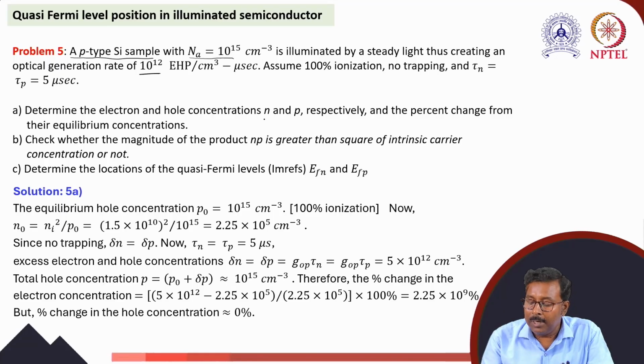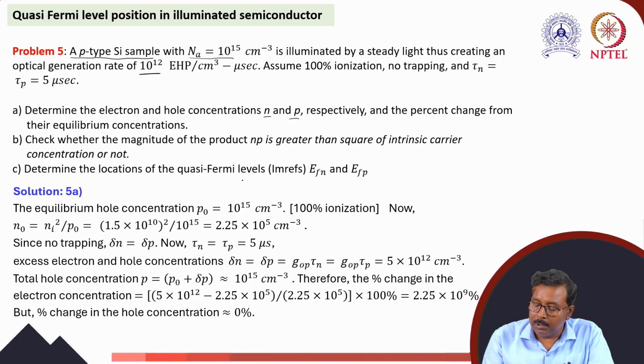Here you have to calculate the concentration of electron and hole after generation, after illumination, and also you have to calculate the percentage change. Number B is check whether the magnitude of the product NP is greater than square of intrinsic carrier concentration or not. That we have to check.